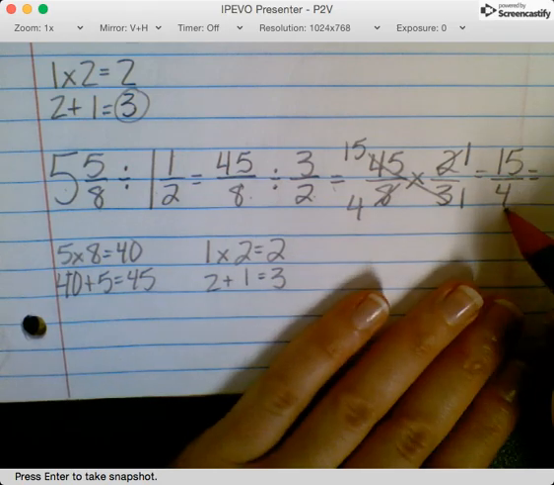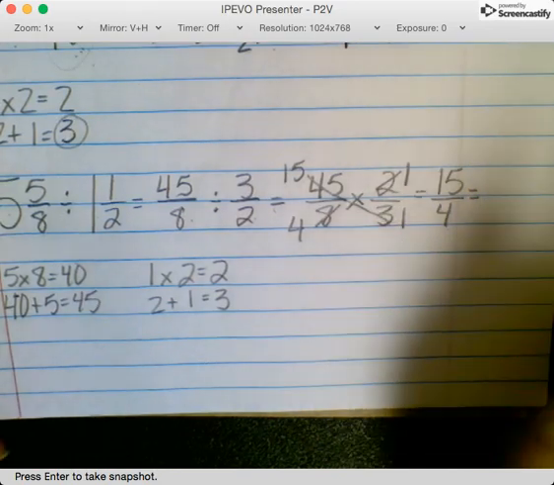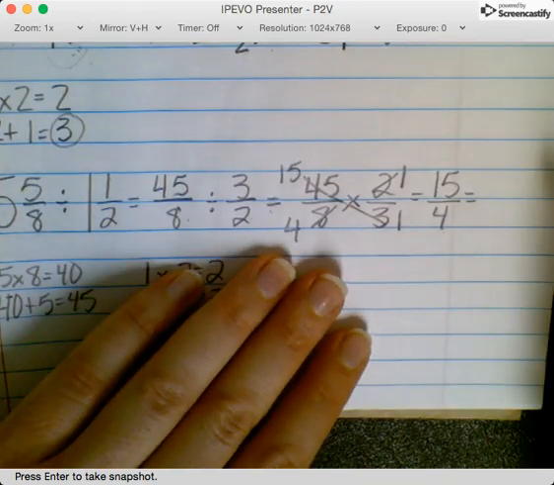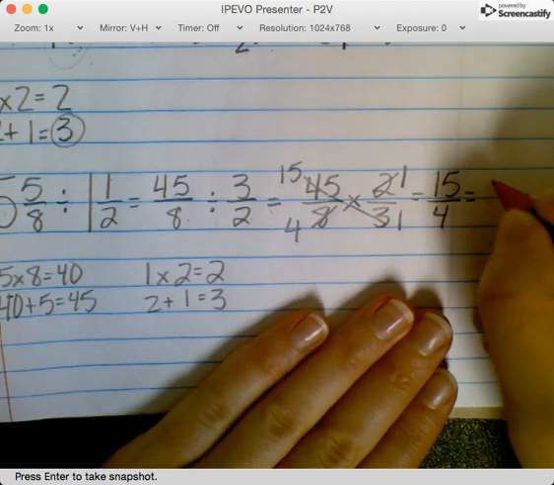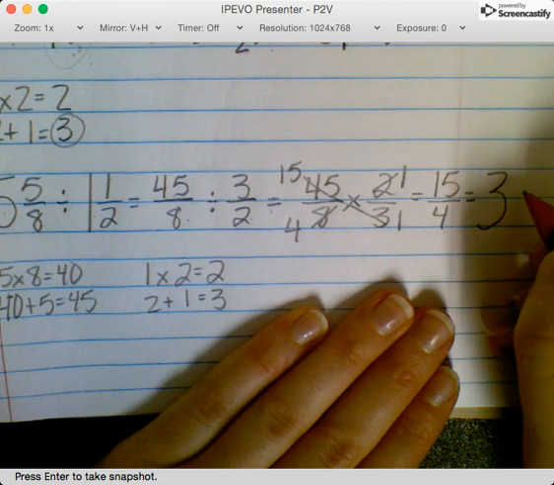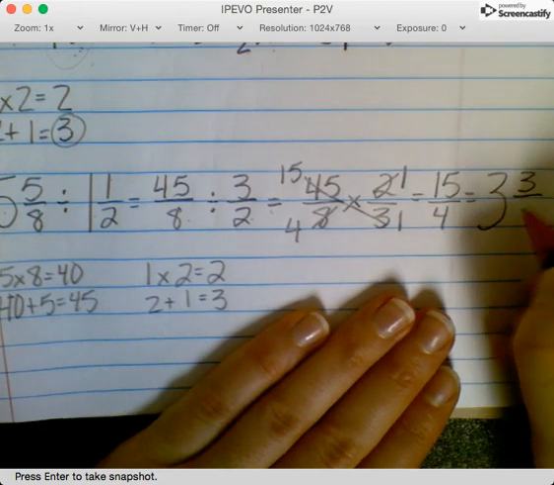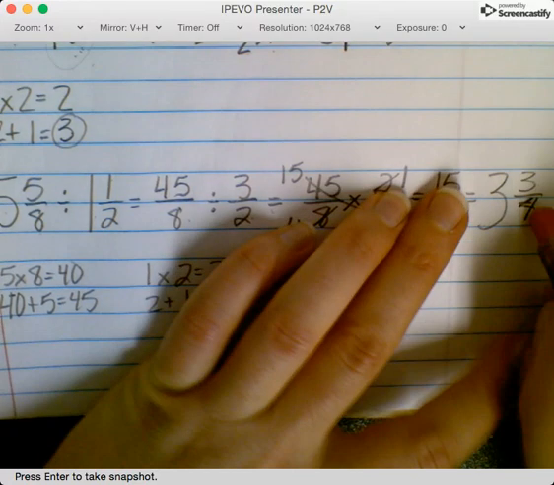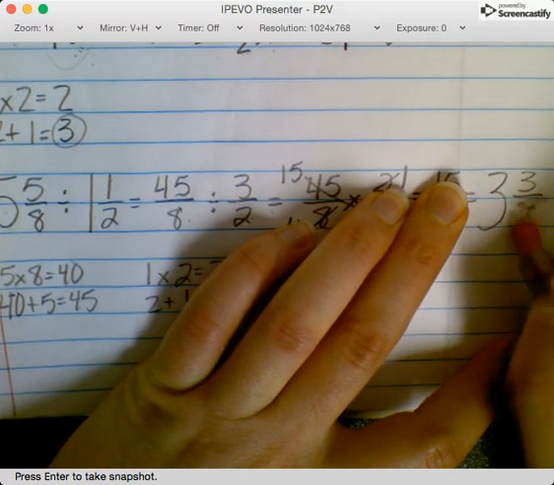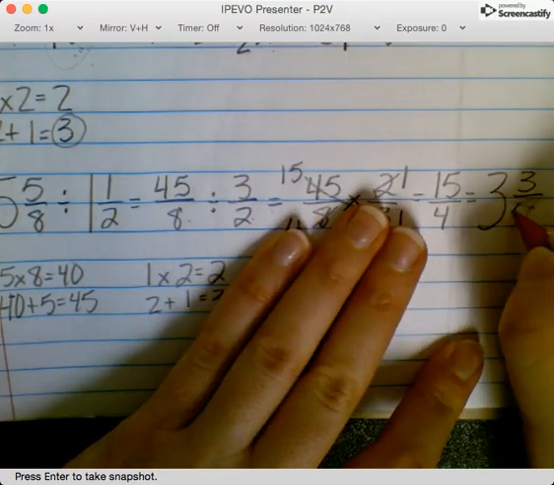And 15/4, I'm going to have to move this over so you can see, can reduce to, it goes in there 3 times, and it has 3 left over. So 3 3/4. Let me rewrite my 4 so it looks a little bit neater.